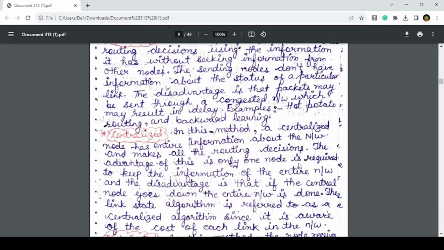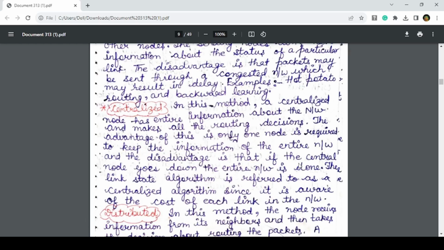Centralized. In this method, a centralized node has entire information about the network and it makes all the routing decisions. The main advantage of centralized is that only one node is required to keep all the information about the whole network. But the disadvantage is that if that central node goes down, the entire network also goes down. The link state algorithm is referred to as a centralized algorithm because it is aware of the cost of each link in the network.